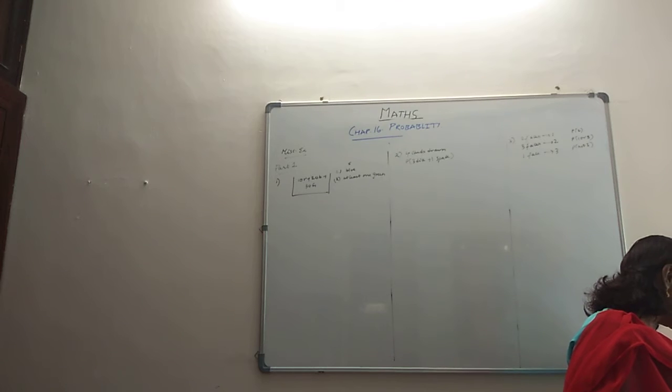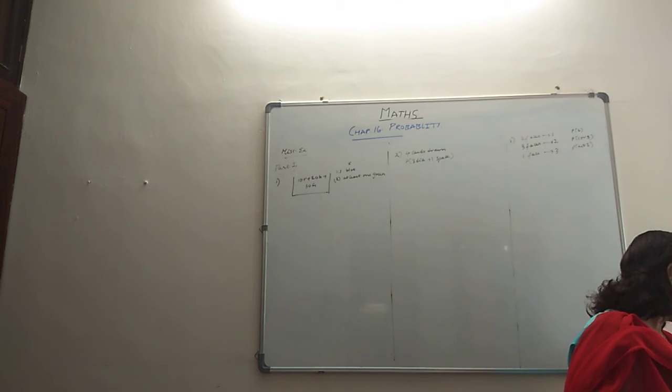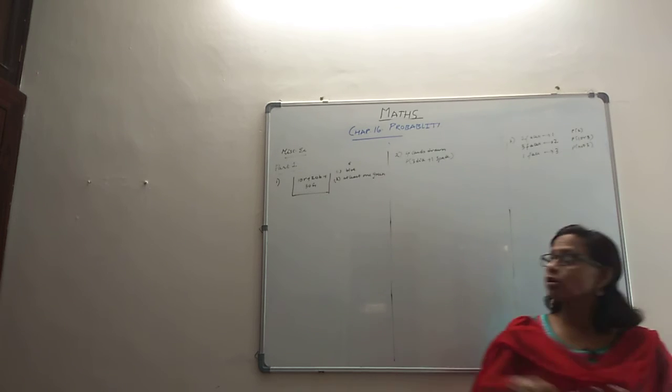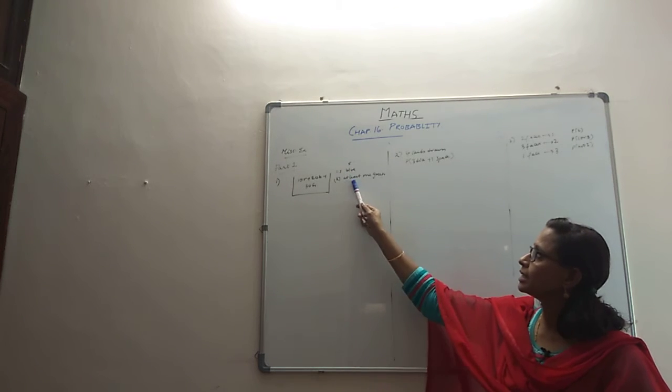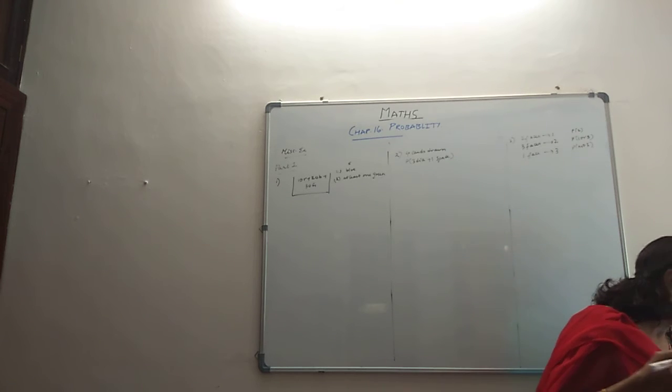A box contains 10 red marbles, 20 blue marbles and 30 green marbles. 5 marbles are drawn from the box. What is the probability that all will be blue and at least one will be green? That's the question. So let's quickly get across what they are saying.